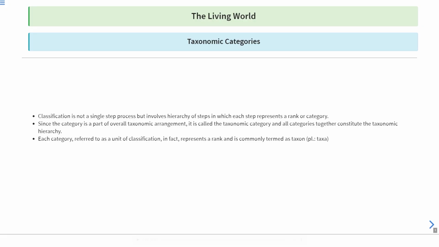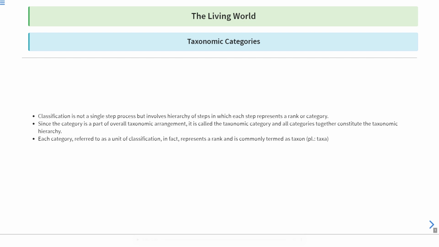Today we are going to study the taxonomic categories. In the previous session we talked about the diversity of organisms on our earth, how to know about an organism on the basis of its characteristics. We talked about classification and the nomenclature of organisms, how to give a name to an organism, and the binomial nomenclature given by Carolus Linnaeus.